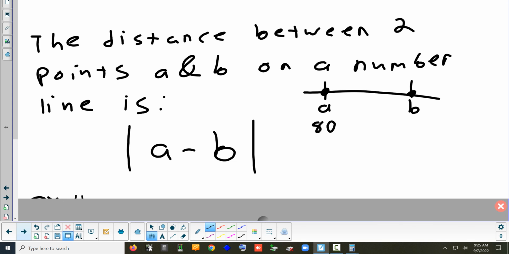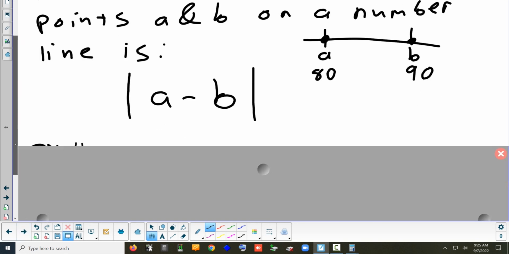Like, let's say these were test grades. You got an 80, and you did a retake on it, and you got a 90. And I said to you, what is the difference between your first time you took it and when you did the retake? Well, if you do 80 minus 90 and take the absolute value, you get 10. If you do 90 minus 80 and take the absolute value, you get 10. So, subtracting 2 values gives you how far apart they are.